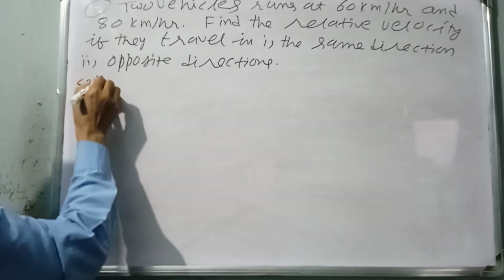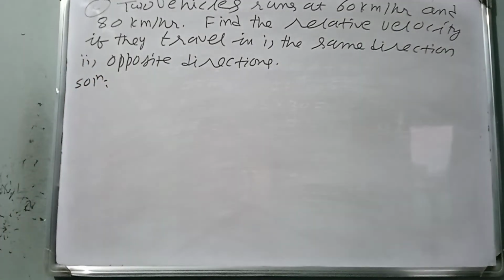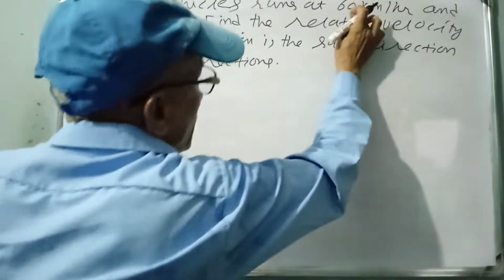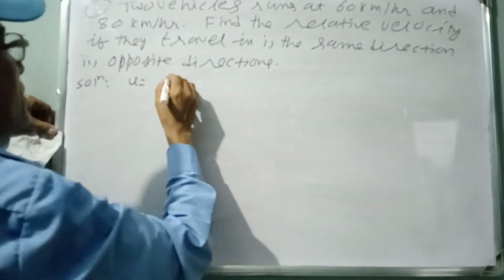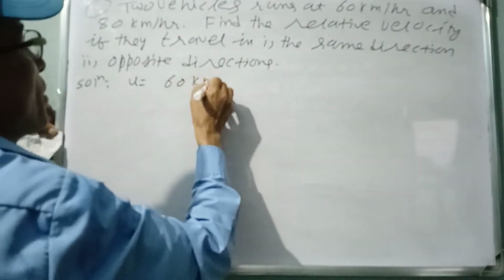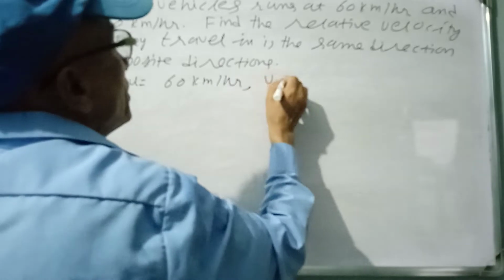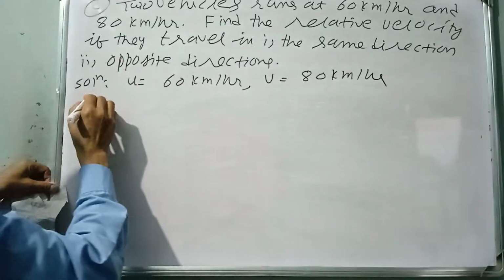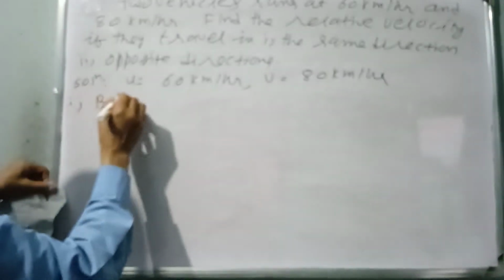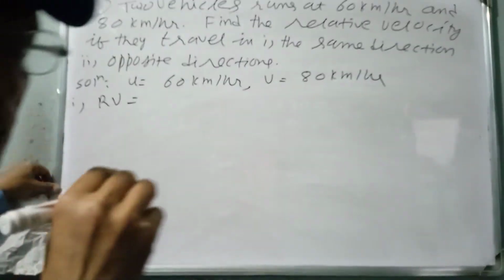Solution is this. How to solve the problem? See, to solve the problem, you have to write down u and v. Generally, small u is written. u equal 60 km per hour and v equal 80 km per hour. What is the relative velocity? In the first case, they travel in the same direction.